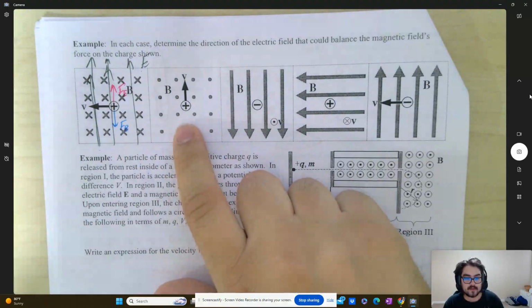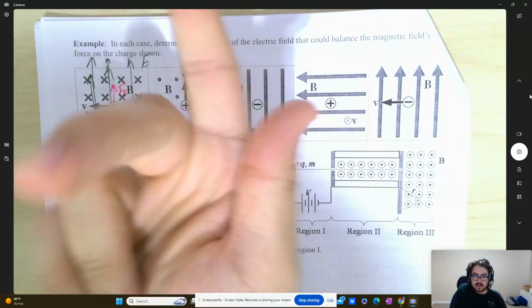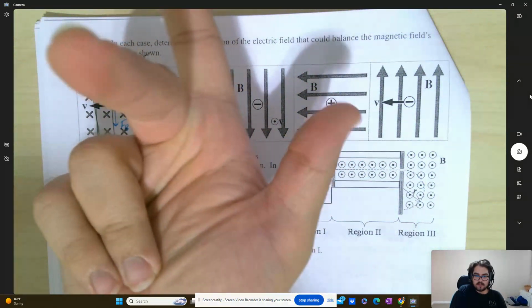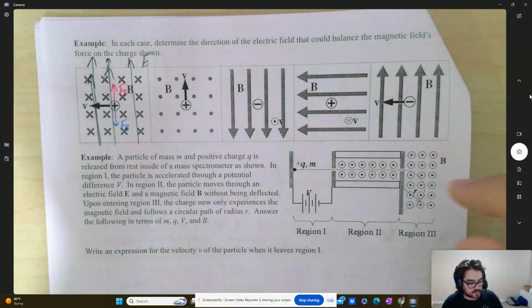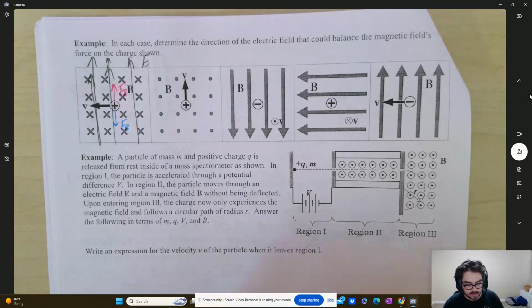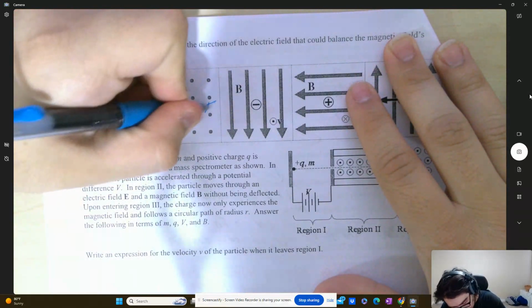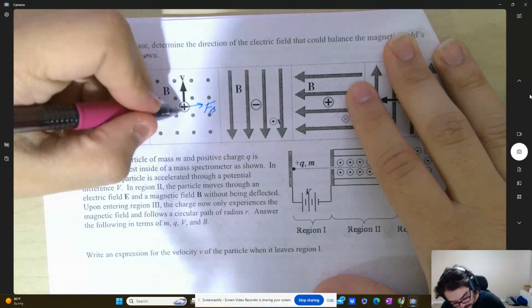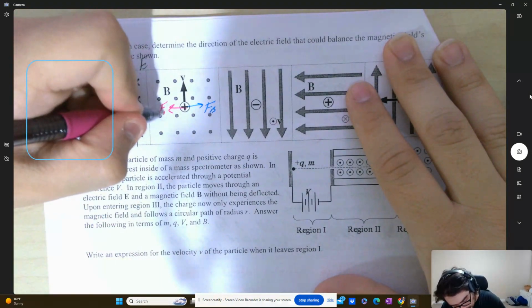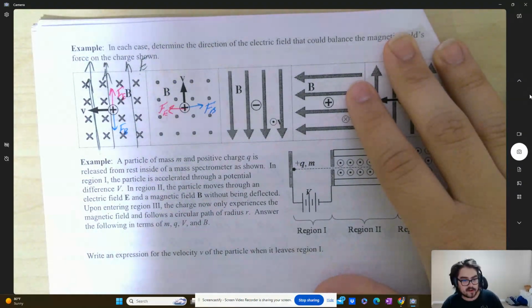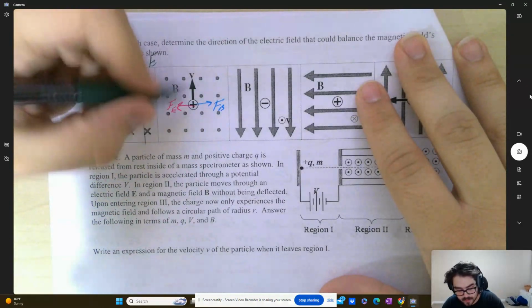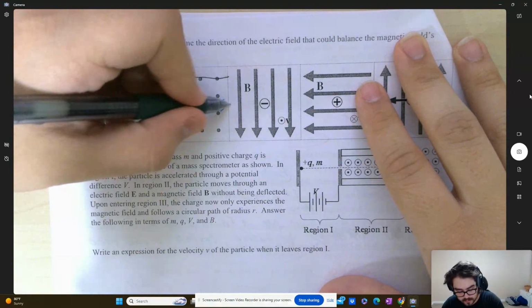Okay, for this one right here, positive charge, velocity going up, B field going out of the page. So then our thumb would give us a B force to the right. So we need an E force to the left, and therefore we would then need an electric field pointing to the left because it's a positive charge. We would need an electric field going to the left.